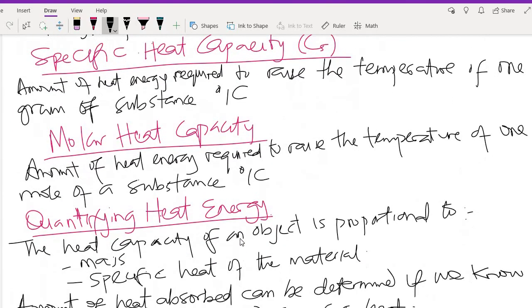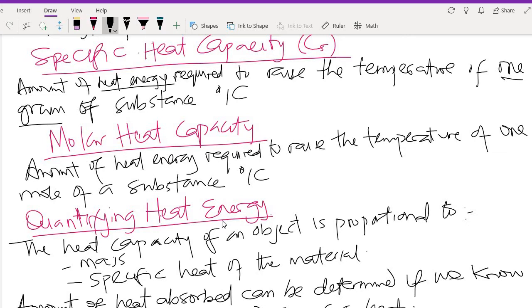Molar heat capacity is the amount of heat energy required to raise the temperature of 1 mole of a substance by 1 degree C. The specific heat capacity is the amount of heat energy required to raise the temperature of 1 gram of substance by 1 degree C.